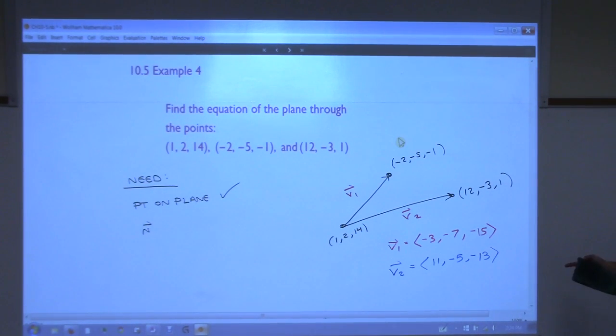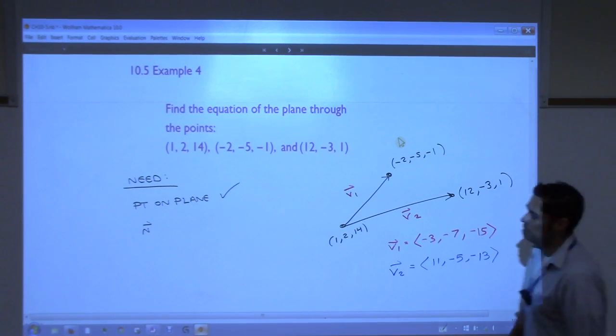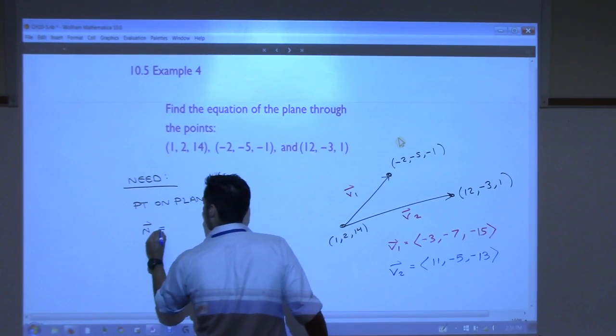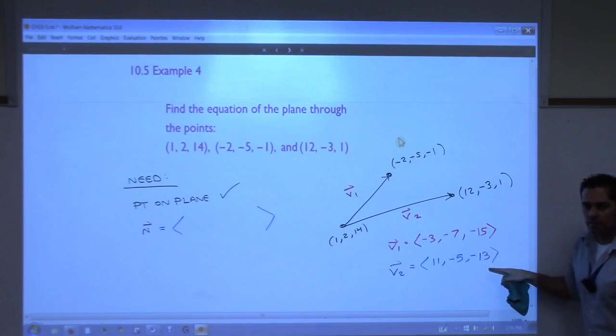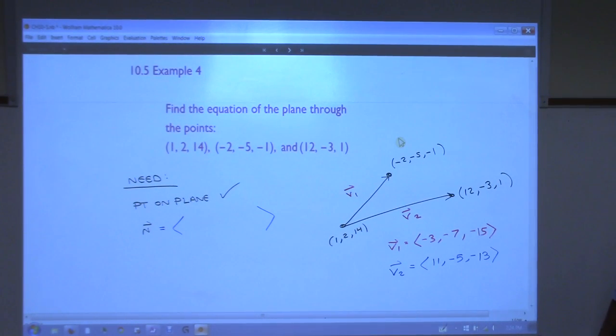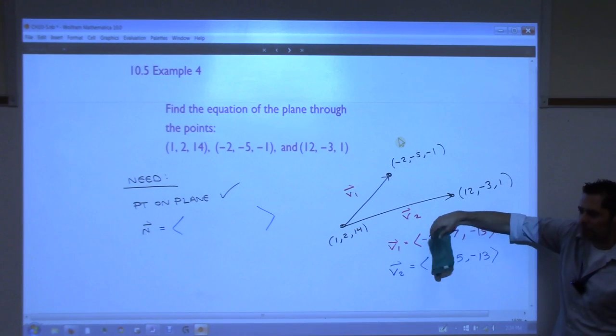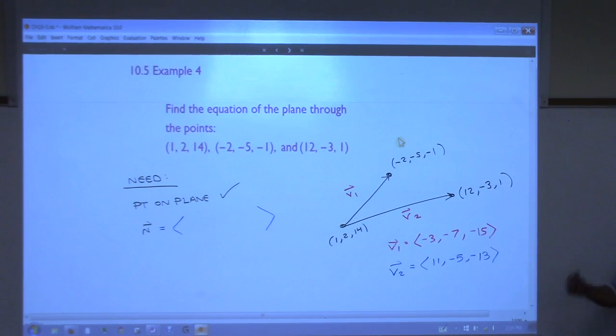Now, cross them. So the normal vector is going to be the cross product of these 2 vectors. So this is where you have to cover up and do all that. Oh man, these numbers are big. Would be nice to have a calculator do our cross product right now, wouldn't it?